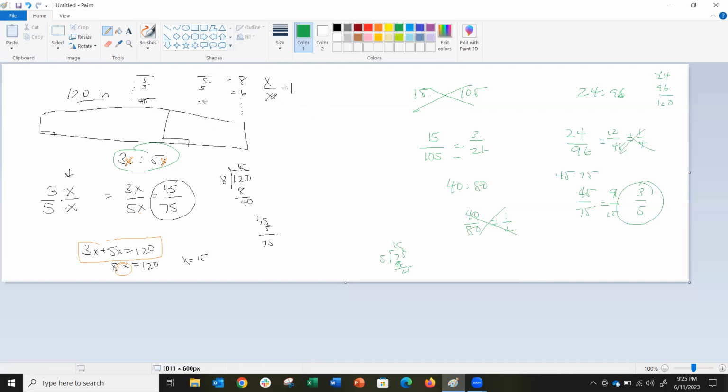So if you didn't want to go through this whole process, or if you didn't remember this whole process, you can guess and check the answers. You can see, do those answers actually give you the ratio 3 to 5? If they don't, then they can't possibly be the answer. So there's a little roundabout way to do it too.